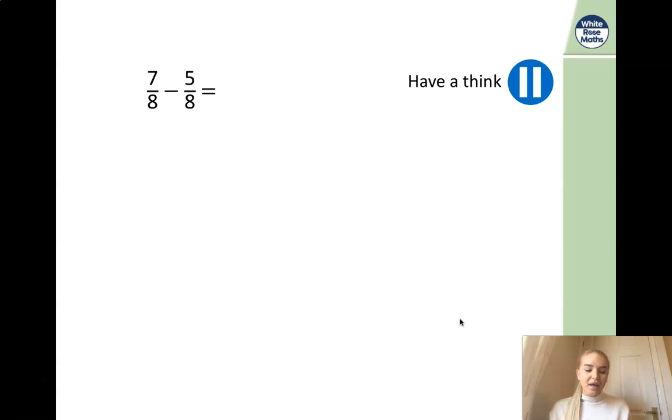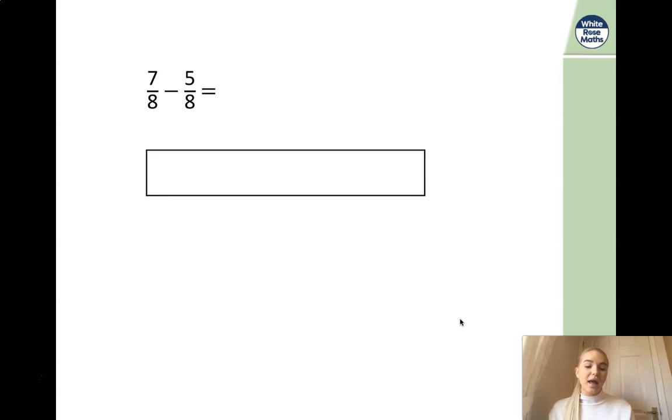How did you get on? Did you notice that because our denominator is 8, our bar needs to be split into 8 different parts? Our starting number would be 7/8, and we can see that we can cross off 1, 2, 3, 4, 5/8. We are left with 2/8.